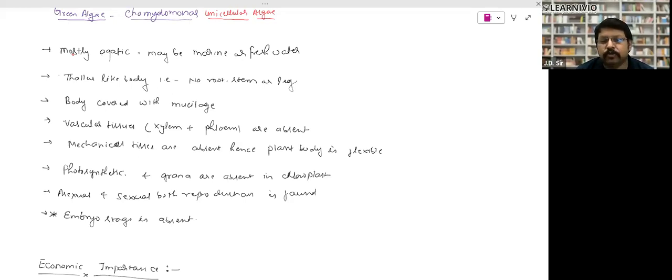Otherwise, what will happen? It keeps it slimy. What will happen if the algae dehydrate? It will die, right? So mucilage prevents it from dehydration. You must have seen in the rainy season, if there is water logging for a long time, a green algae layer forms, and if you step there with your shoes, you may slip. It's slippery. Why is it slippery?